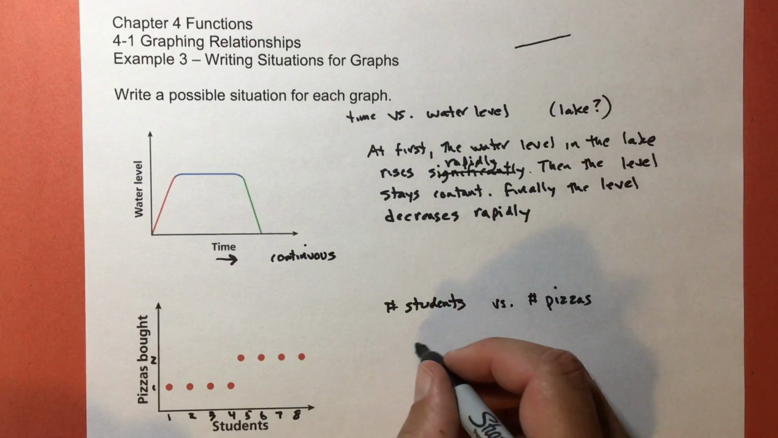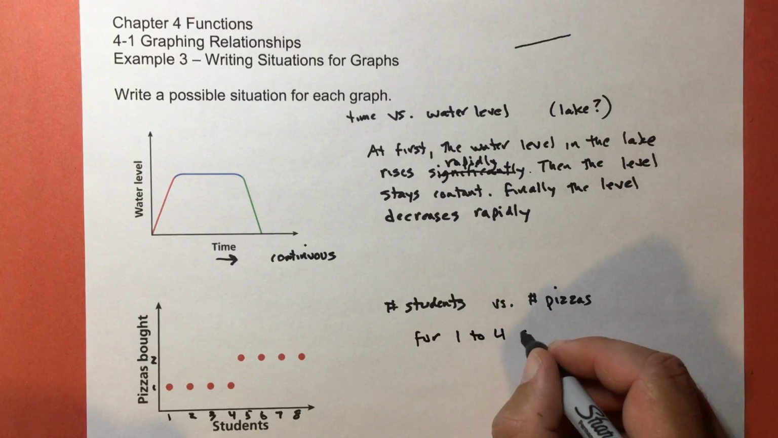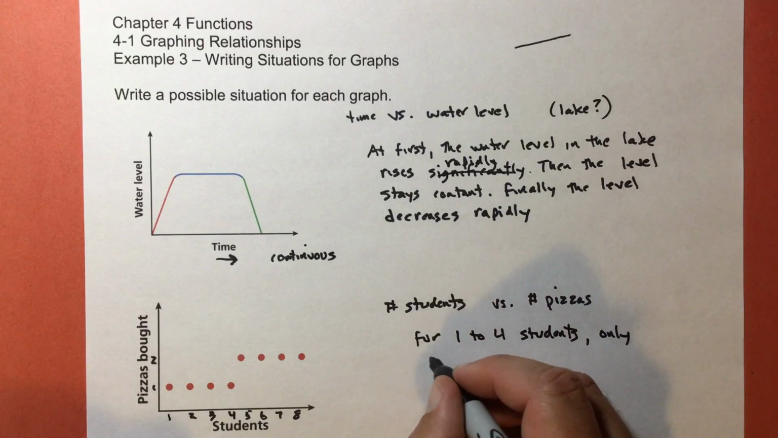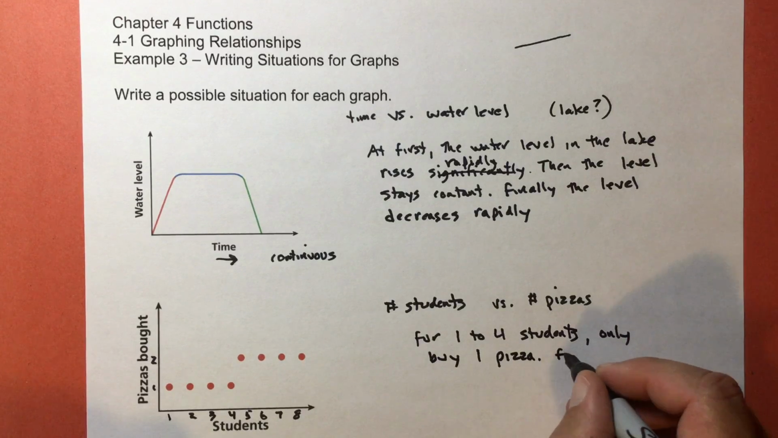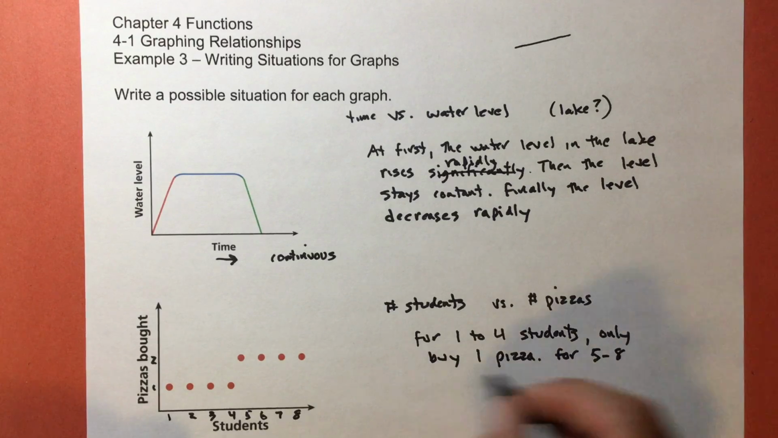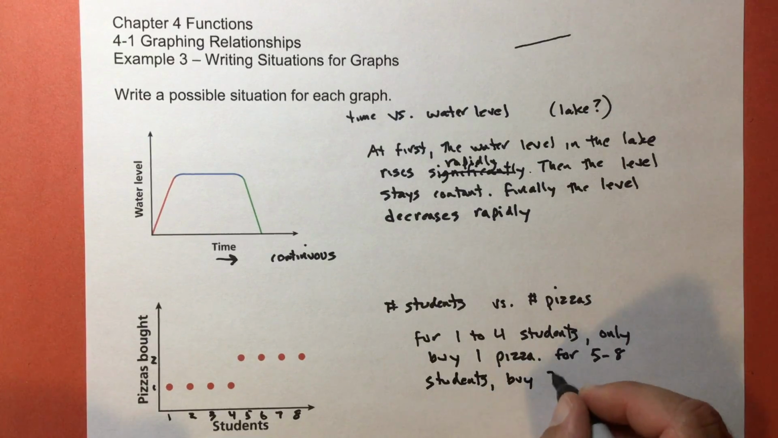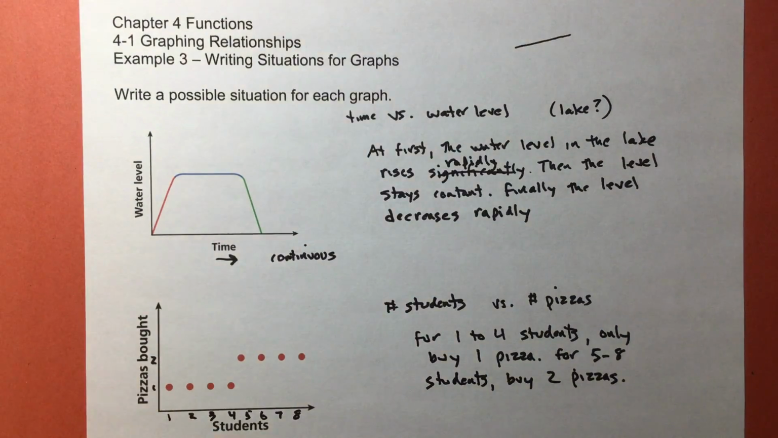So what happens here? We can say for 1 to 4 students, only buy 1 pizza. For 5 to 8 students, buy 2 pizzas. And that's all you're doing, describing those. I'm going to come back with problems 7, 8, and 9 from the guided practice.